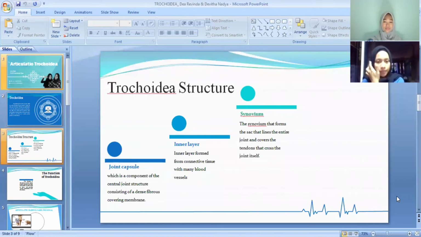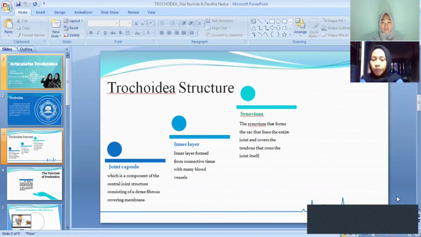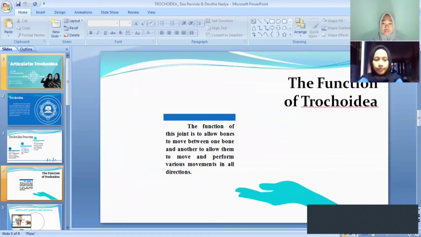Trochoidea structure. First, the joint capsule, which is a component of the central joint structure consisting of a three-layer fibrous covering membrane. Second, the inner layer, made from connective tissue with many blood vessels. And third, the synovium. The synovium forms the lining of the joint and converts the tendons that cause the joint movement itself.